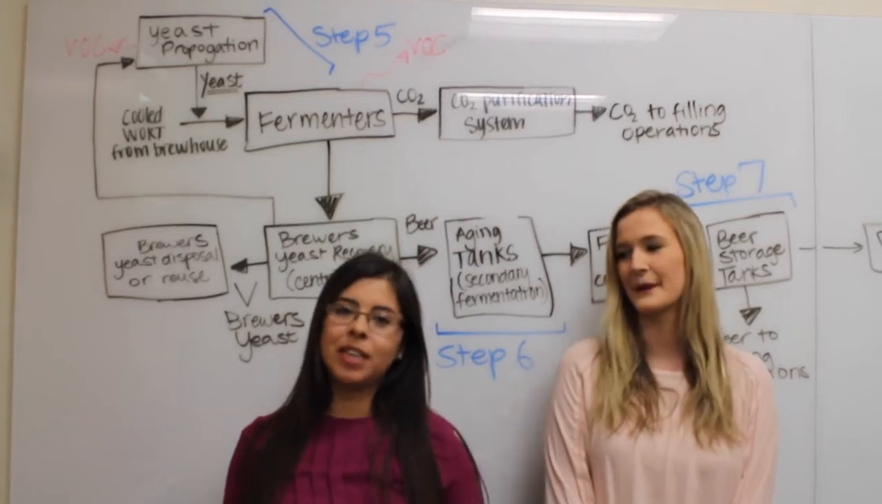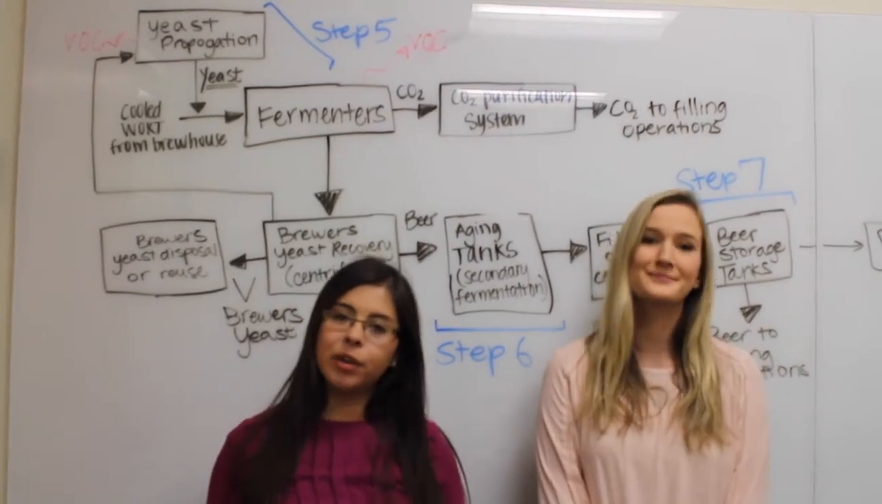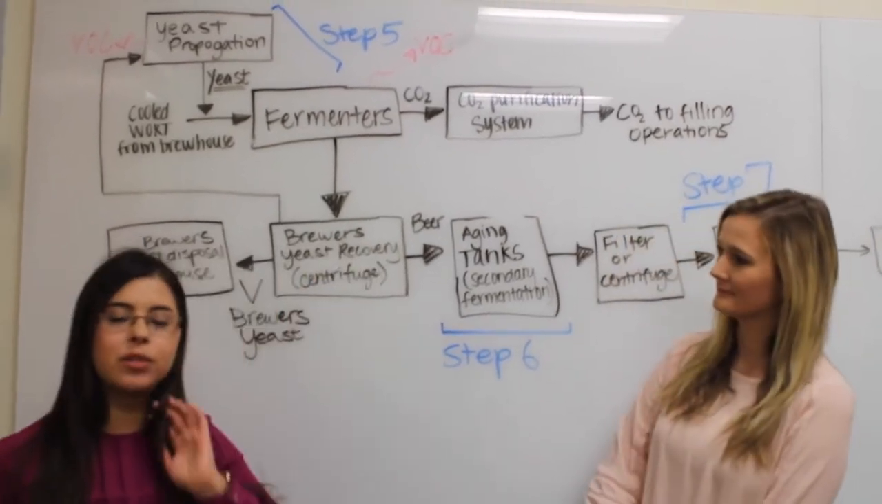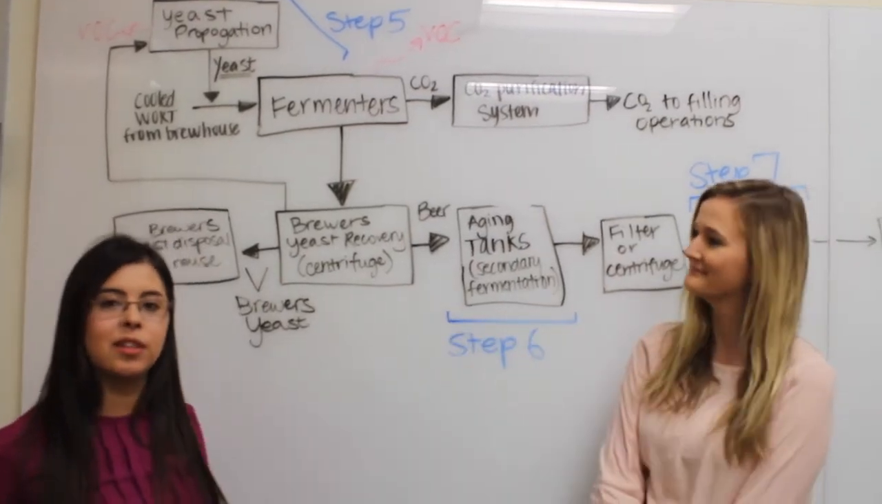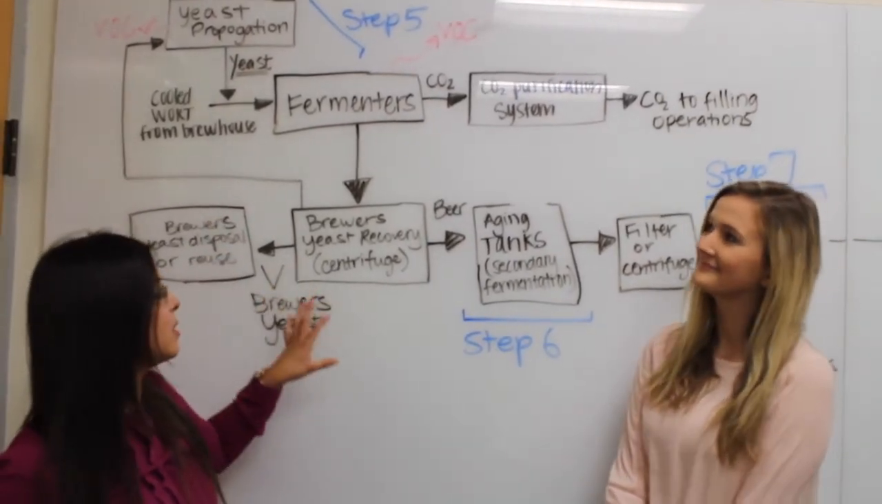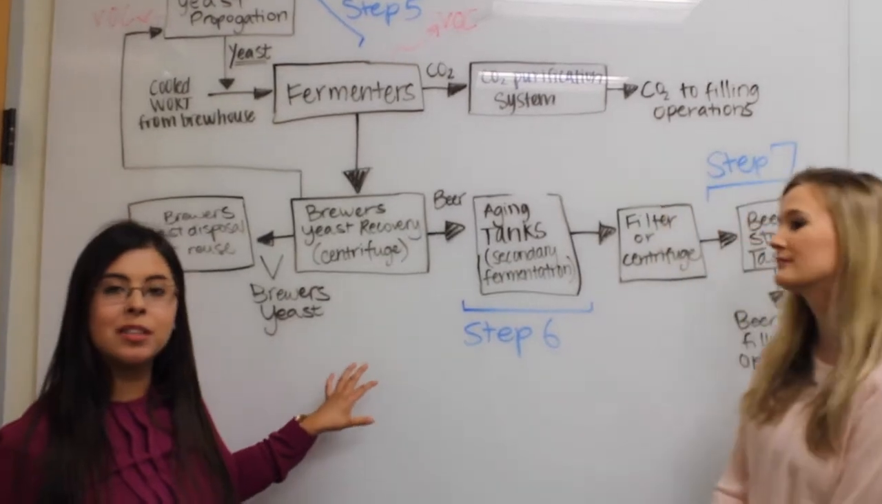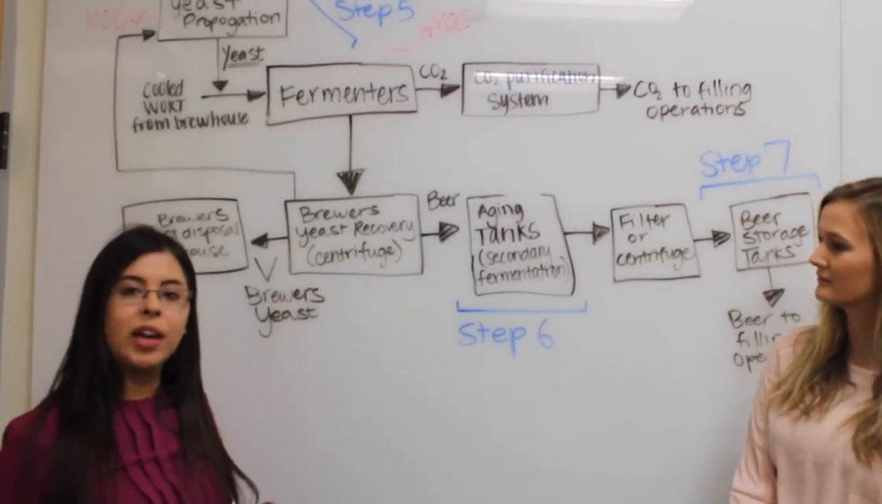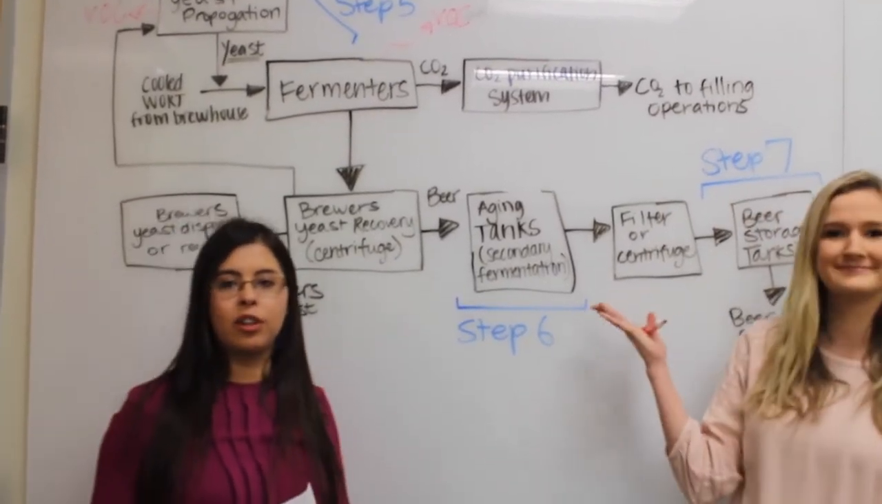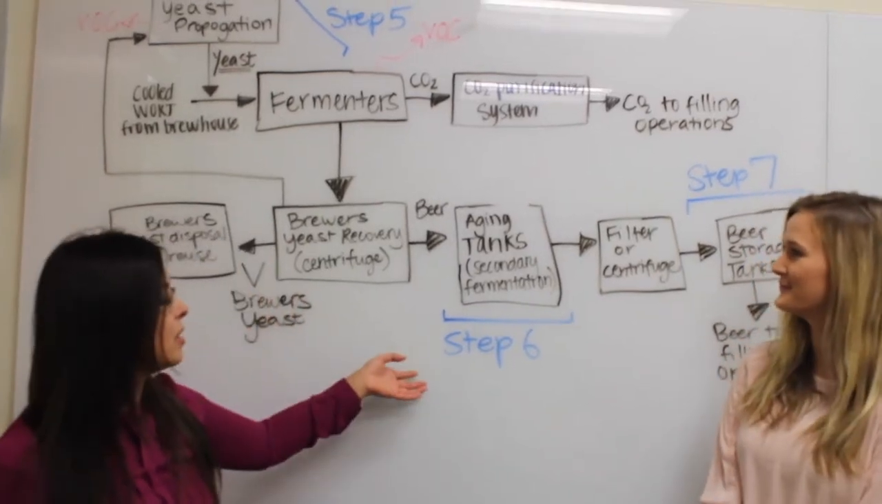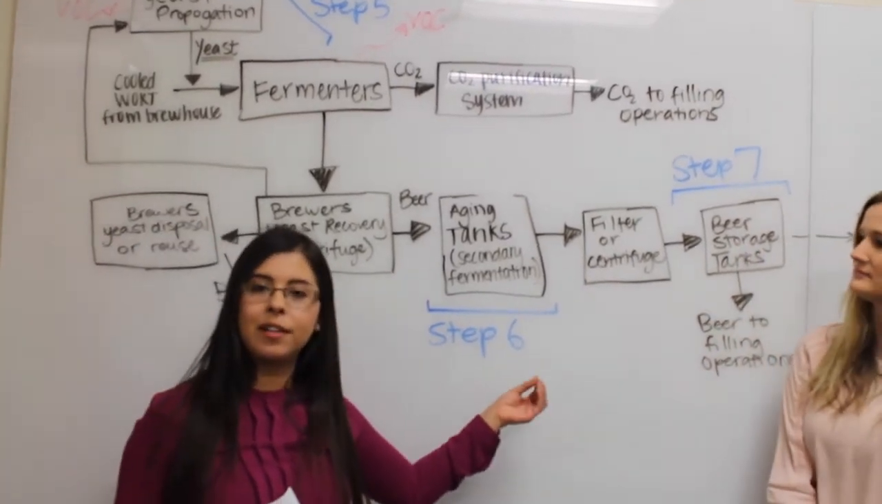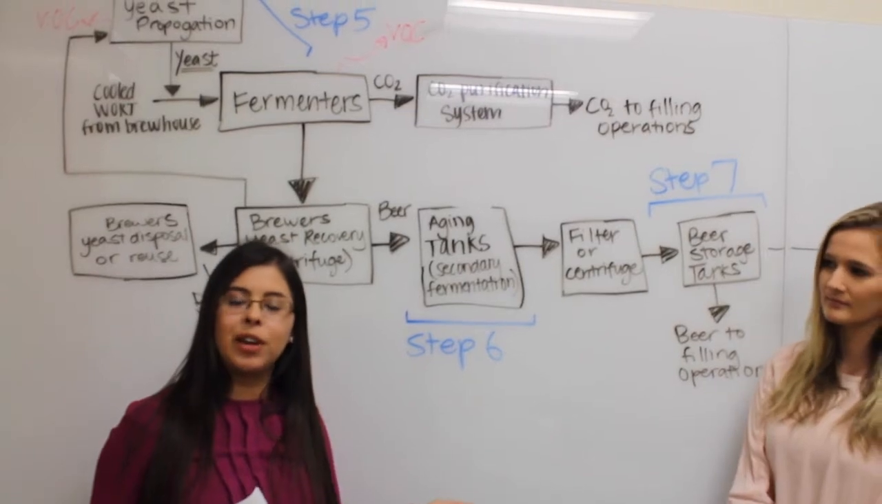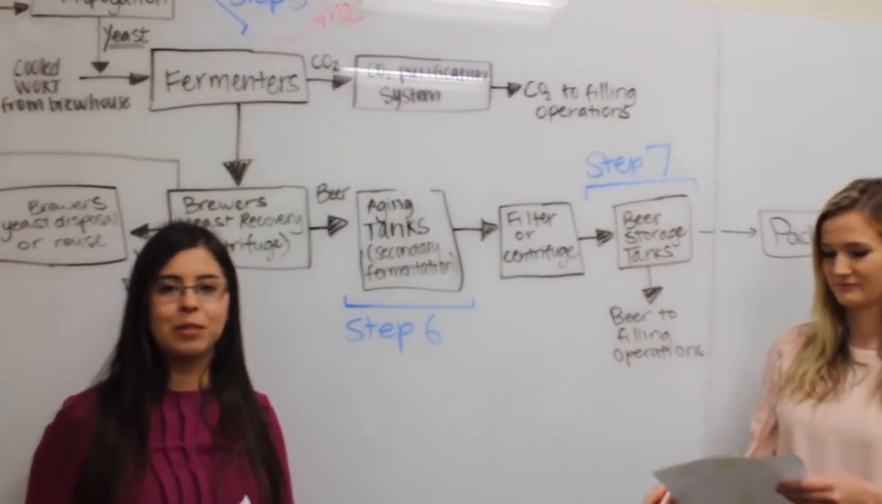After the primary fermentation process, the yeast is separated from the beer and it can either be reused or disposed of. And if it is reused, it can go back into the primary fermentation process. After the beer is separated from the yeast, it goes into aging tanks where secondary fermentation occurs. After this process, it can be filtered to separate the solids out of the beer, and then the beer can be ready to be packaged and sent out to producers.